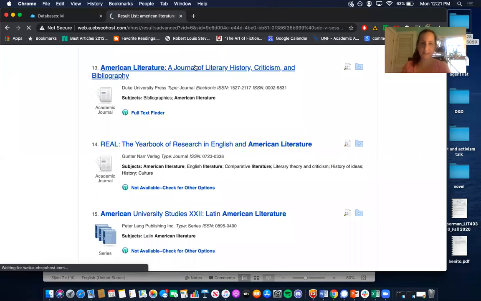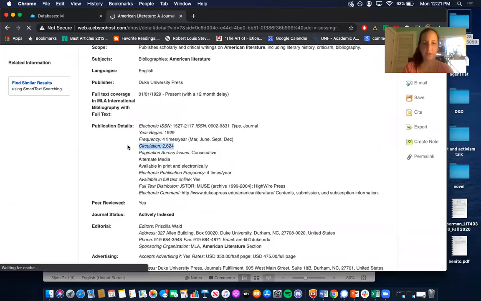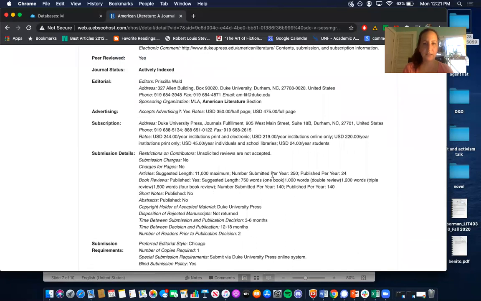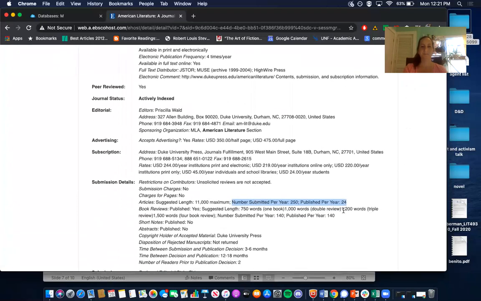Let's look at American literature. This journal has an even larger circulation. It is peer-reviewed. Number of submissions. So you could see that their ratio is lower than 10%. It's a little bit more elite than the early American literature. 24 are published out of 250.